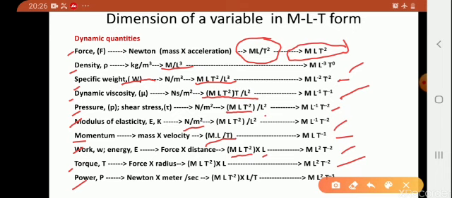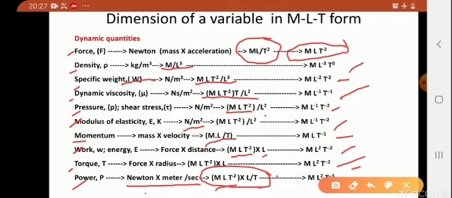Next is power. Power is nothing but Newton meter per second. And Newton means M L T raised to minus 2, into meter means length, and divided by time. So when you rearrange these things, you will get M L raised to 2 T raised to minus 3. So this is how you can derive the MLT form for any dynamic quantities, any kinematic quantities, or any geometrical quantities.